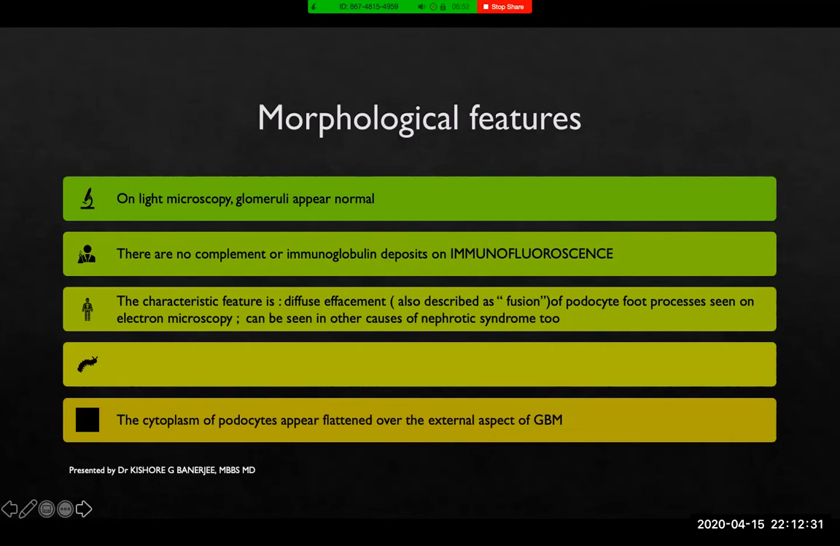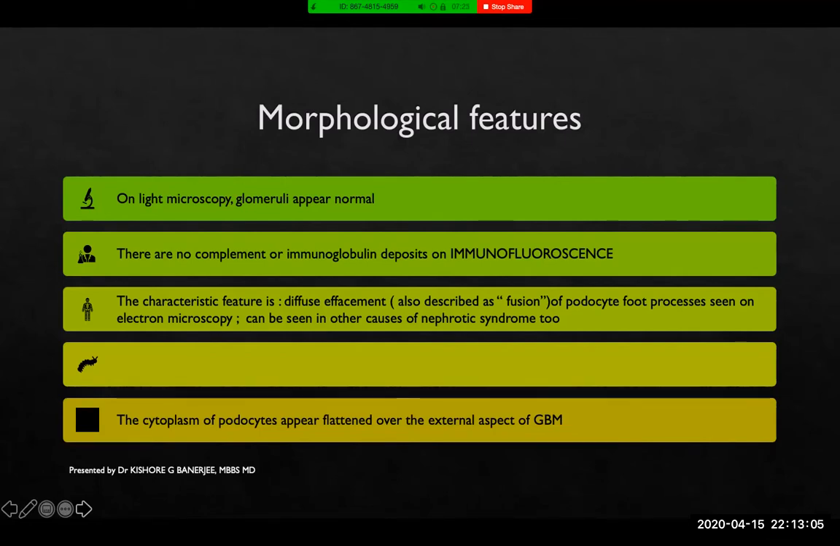But here I need to keep two things in mind. What is meant by diffuse effacement of the foot process? It basically means that the cytoplasm of podocytes appears flattened over the external aspect of the glomerular basement membrane. If you look at the image, you will definitely understand what I mean. Another thing I would like to highlight is that diffuse effacement of podocyte foot processes is not unique to this condition. It is also seen in other causes of nephrotic syndrome, like FSGS and membranous nephropathy.